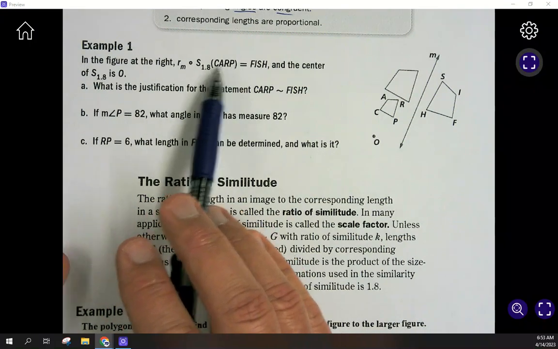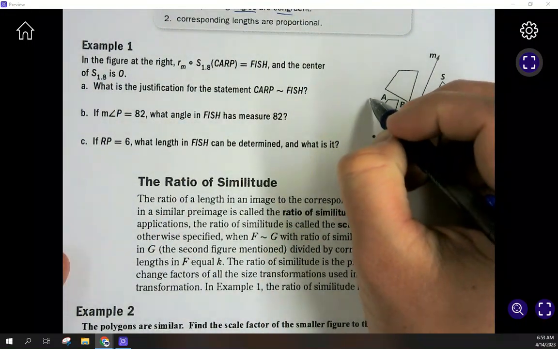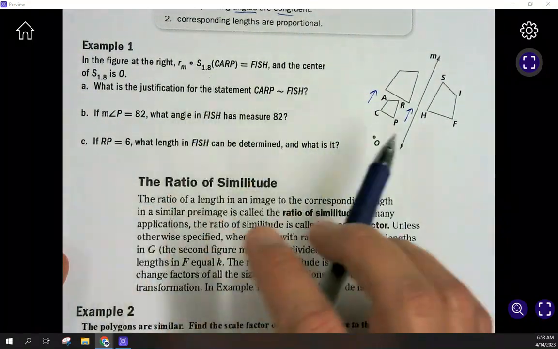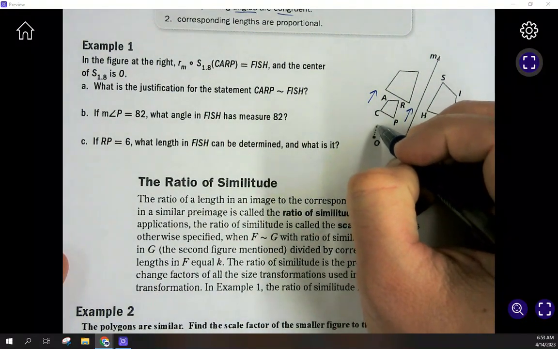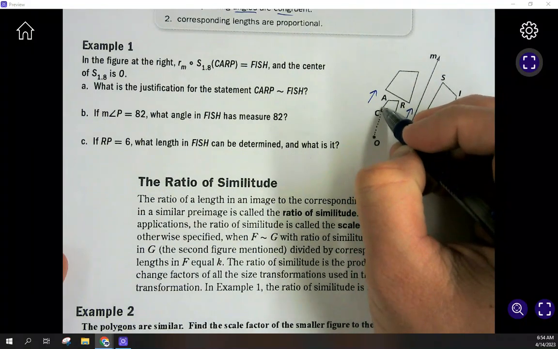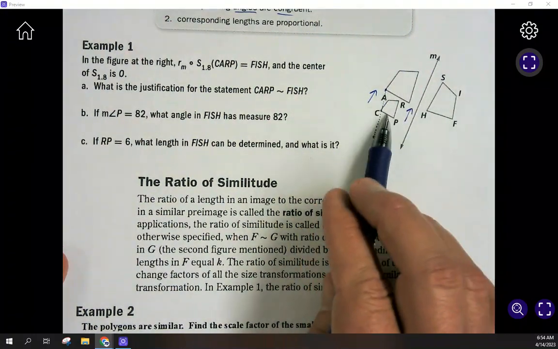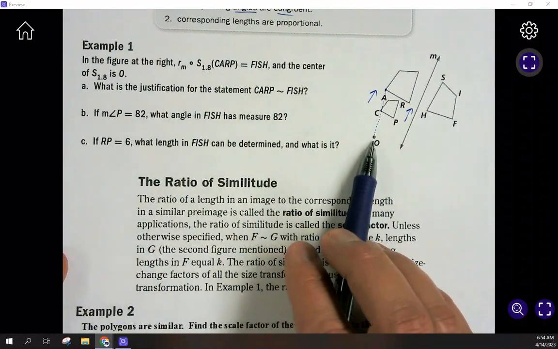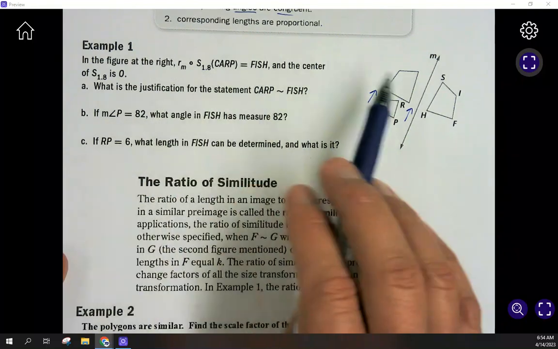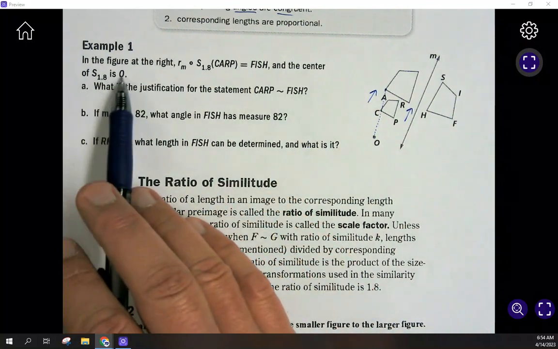So the first thing that happened to CARP is that it underwent a size transformation of 1.8, which means this is the second shape. So we went from here to here. It did not just move, it got bigger by a factor of 1.8. So if we connected C to the center O, that distance right there was multiplied by 1.8, and then the new point was put on that line, that new distance away. So CARP grew by a factor of 1.8 with center O, and then it was reflected over line M. So the little R means reflection. Over line M, it flipped over. S means size transformation, and the center is O.